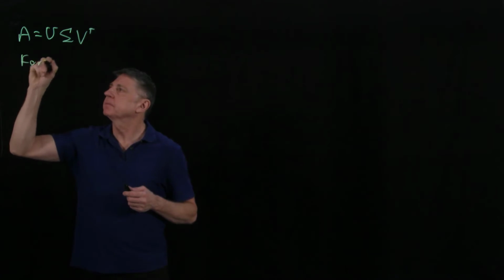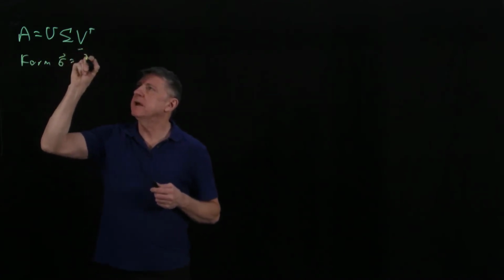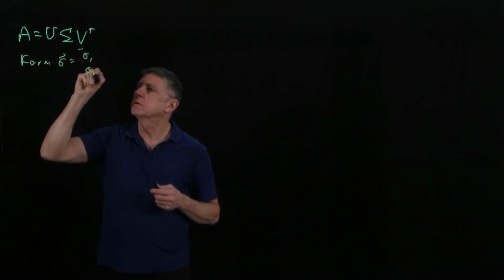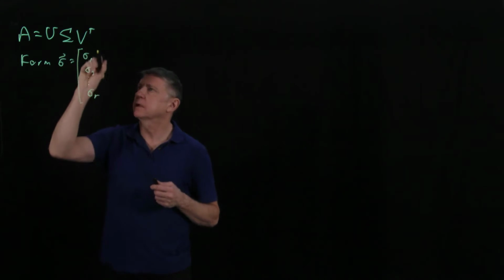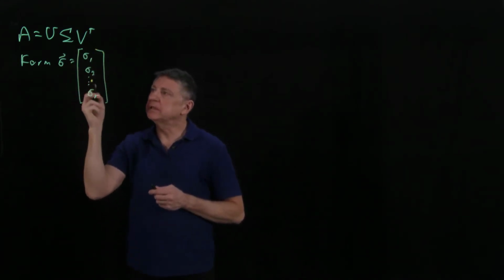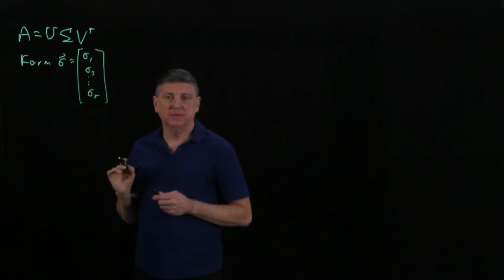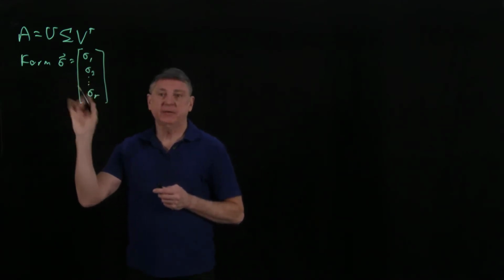form a sigma vector, which is the singular values up until their rank. And when we look at these, they may not be informative. So there are a number of ways that we can rescale this.